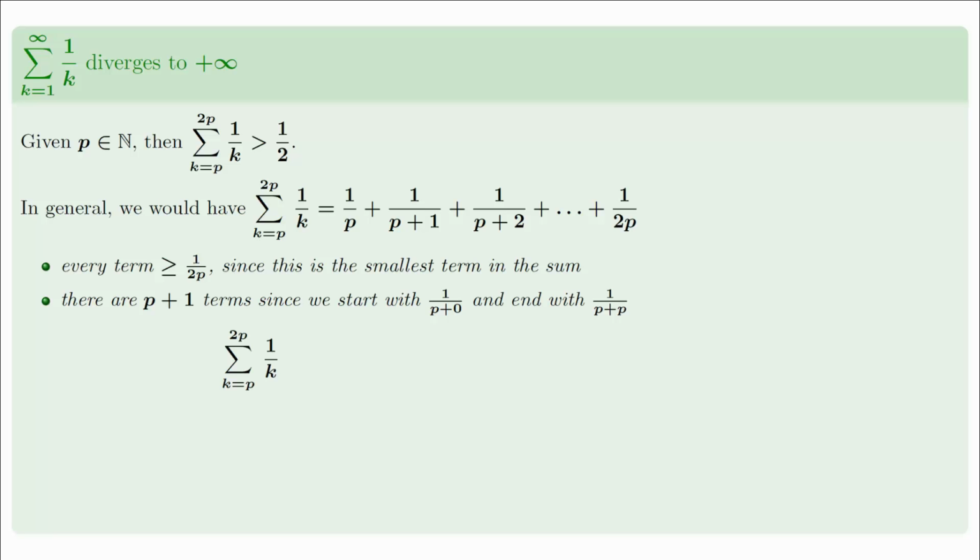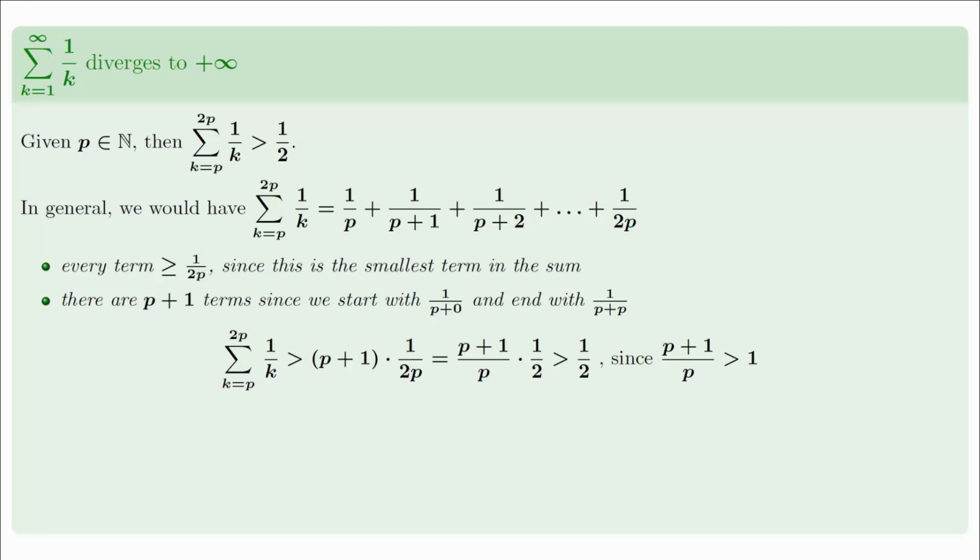In other words, the summation from k equals p to 2p of 1 over k, that's 1 over p plus 1 over p plus 1, up to and including 1 over 2p, exceeds p plus 1 times 1 over 2p. And now you rearrange that product of fractions and write it as p plus 1 over p times a half. P plus 1 over p is bigger than 1, so that product is bigger than a half.